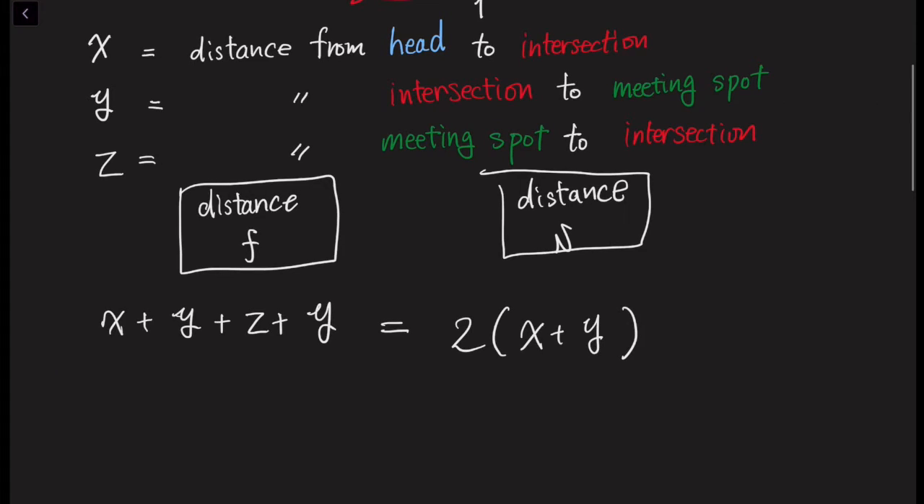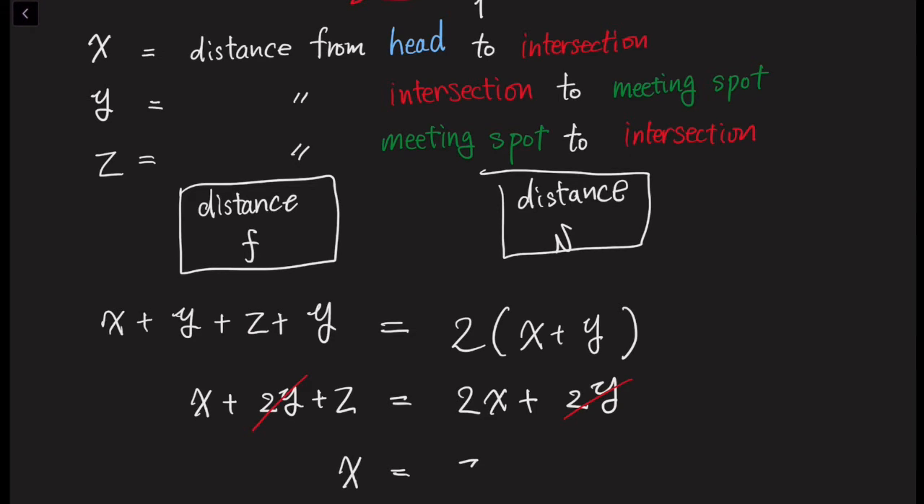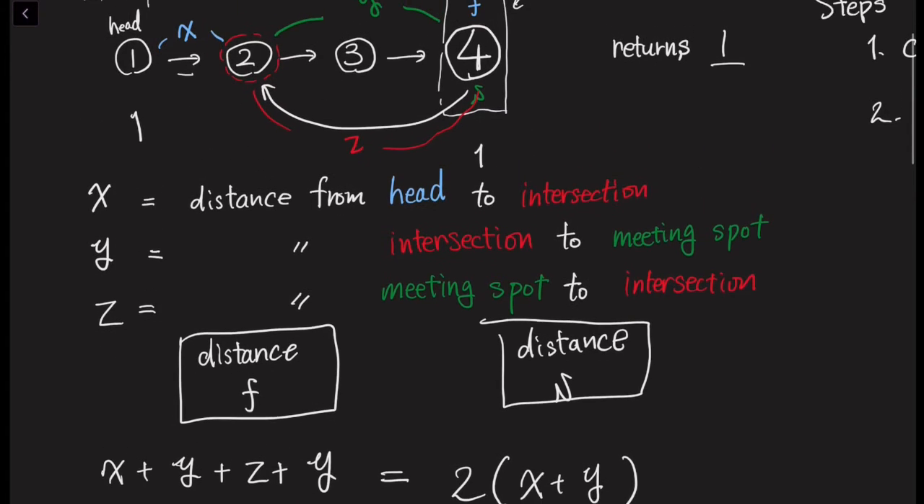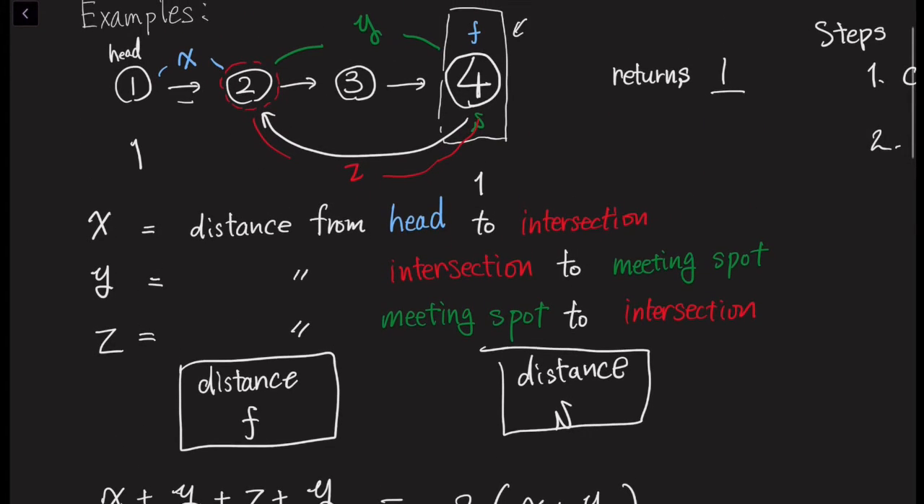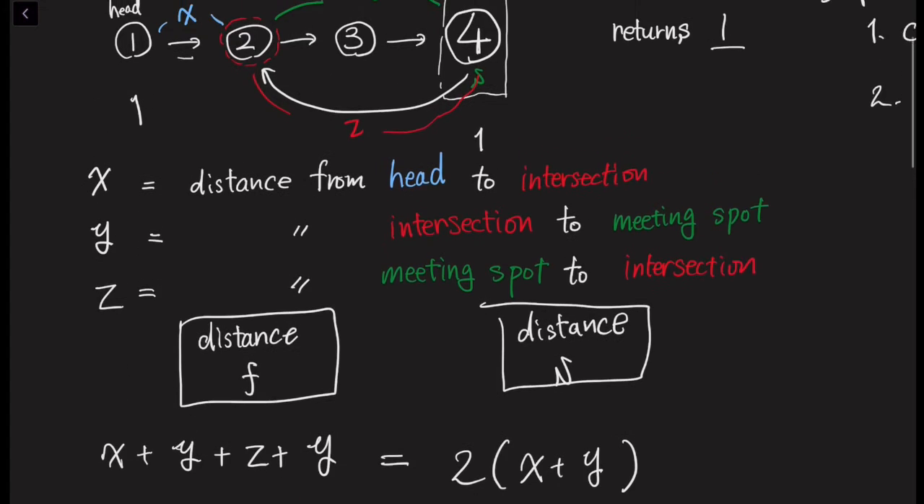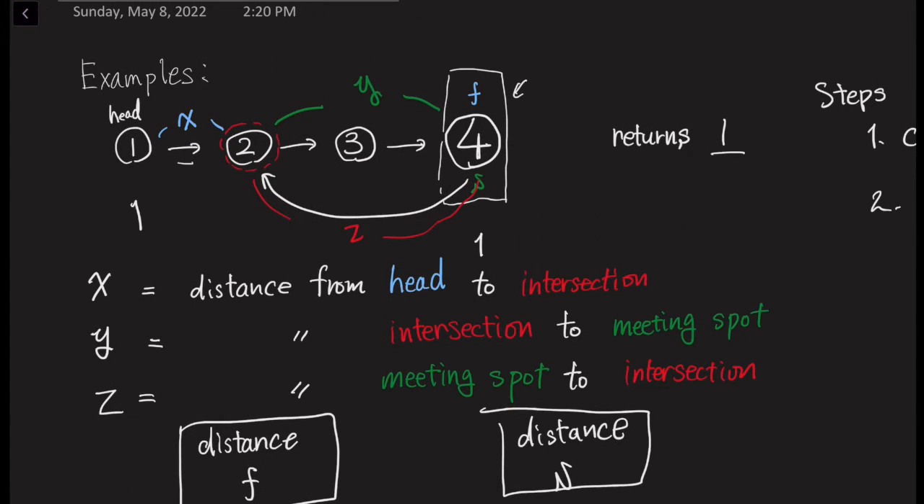Using this, it's simple algebra. This would be 2x plus 2y equals x plus 2y plus z. The 2y cancel each other out, and then this will become x equals z. Again, x was the distance from the head to the intersection, z was the distance from the meeting spot to the intersection. So we just proved that they are the same.